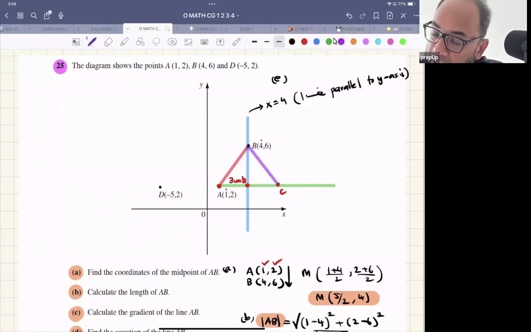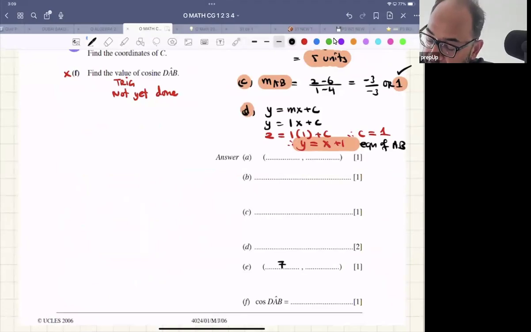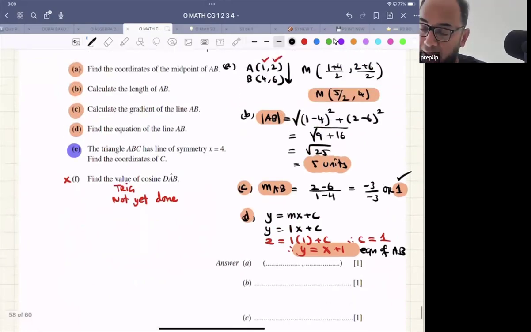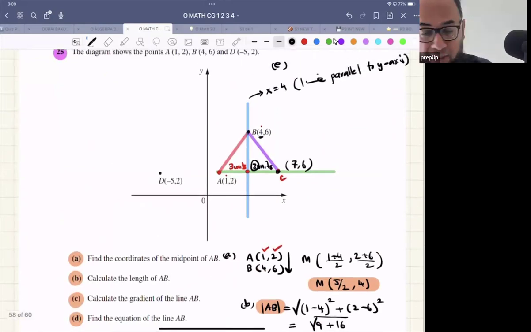It's not drawn to scale. So therefore, this should also be 3 units. So this x coordinate is 4, 3 units more. Therefore, this is 7, 6. It's just based upon diagram. So the coordinates of C is 7, 6. So I hope it's all clear. So the concept of line of symmetry was asked over here. This thing is all done, all good.